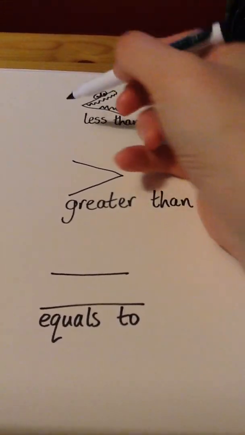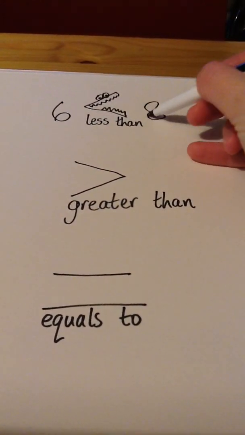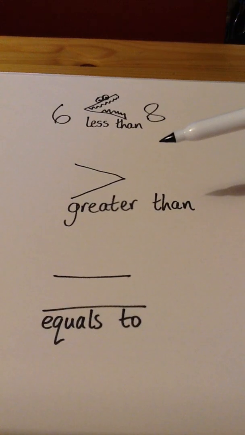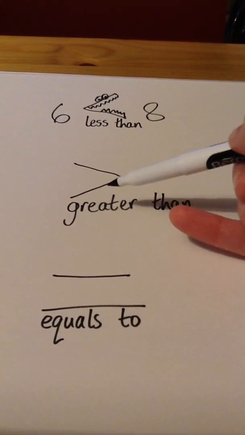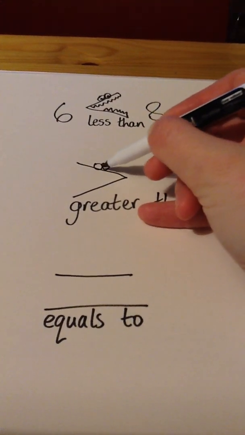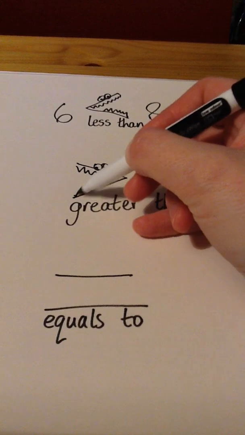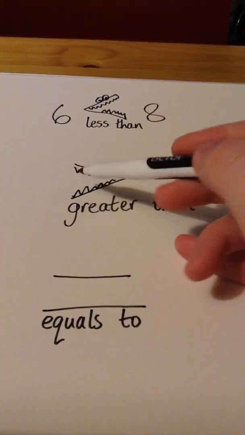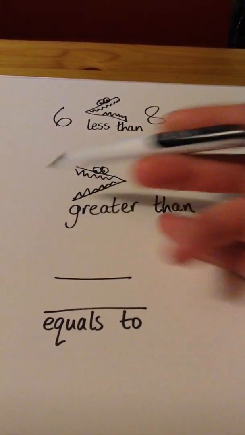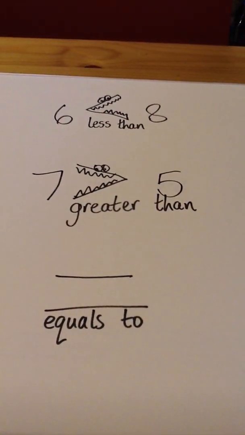So for example, you might have 6 is less than 8. You can see the crocodile eating the bigger number here. This comparison symbol is greater than. So again, if we pop some eyes and some teeth on him to see him as a crocodile, a crocodile is always going to eat the greater number. So we might have 7 is greater than 5.